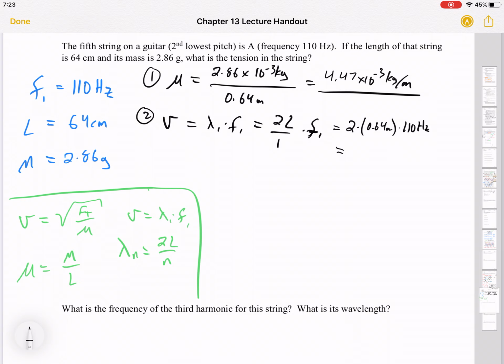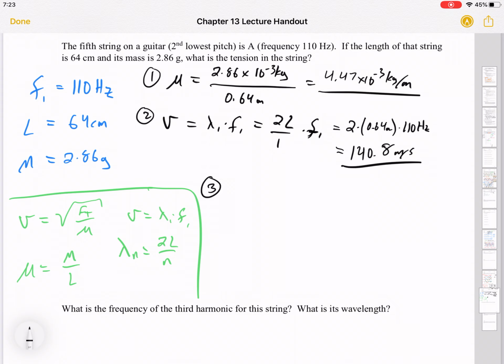Does that track? Yeah, it does, because 2 times 0.64 is a little over 1, so a little over 1 times 110 is going to be a little bigger than 110. It turns out to be 140.8 meters per second. Great. So we are almost there.